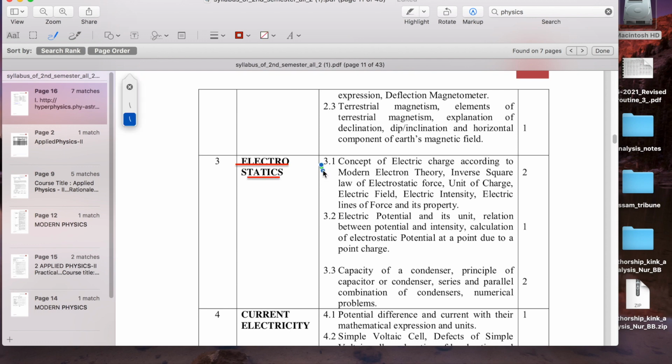I will cover all these points mentioned here, like concept of electric charge according to modern electron theory, inverse square law of electrostatic force, unit of charge, electric field intensity, electric lines of force and its property, then electric potential and its unit, relation between potential and intensity, calculation of electrostatic potential at a point due to a point charge, then capacity of a condenser, principle of a capacitor or condenser, series and parallel combination of condensers, numerical problems.